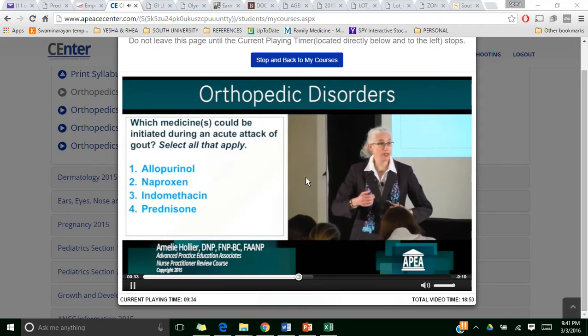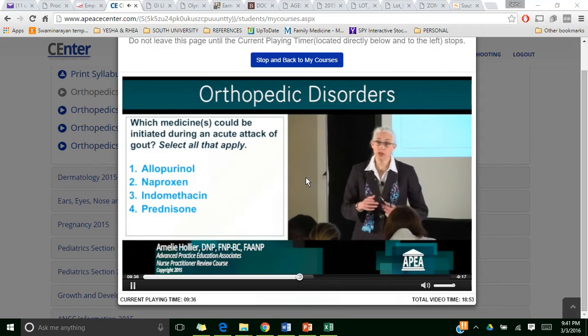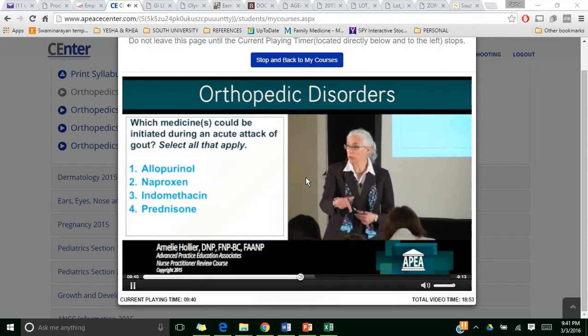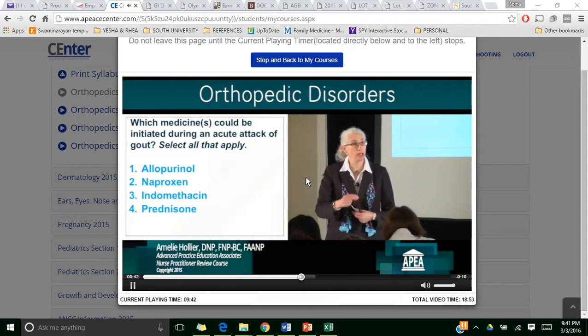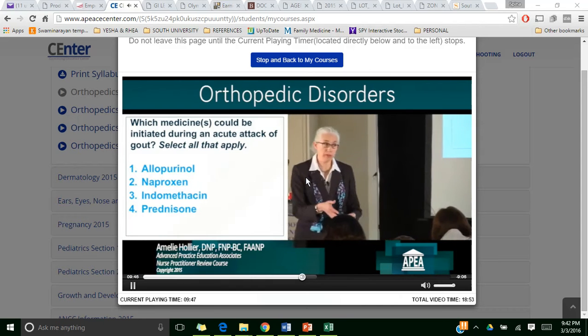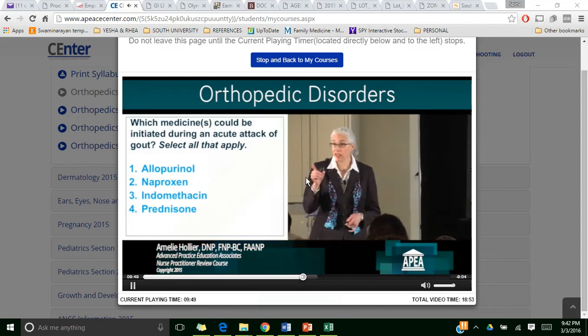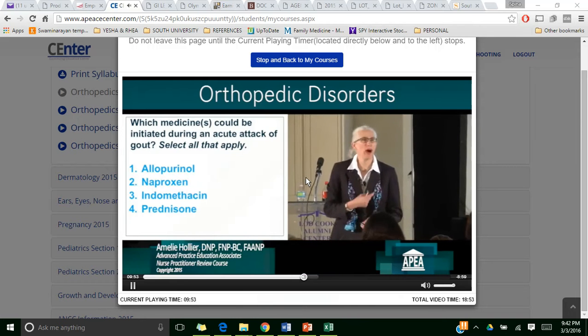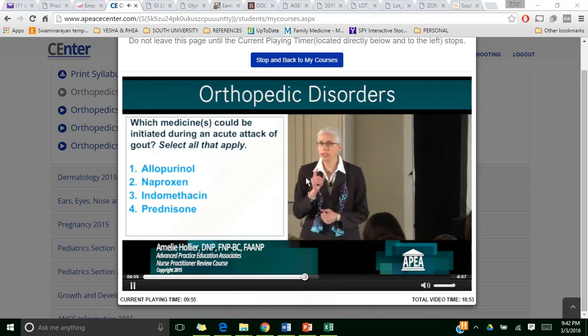So look back to my question. Which medications could you initiate during an acute attack? Absolutely not allopurinol. Naproxen is a good idea. Indomethacin is a good idea. And honestly, prednisone or even a prednisone injection in an affected joint may be a good way to go as well. So 2, 3, and 4, I think, are your best answers. So look at during an acute attack. You know what drugs to give now.